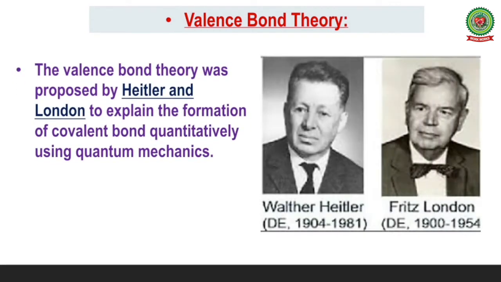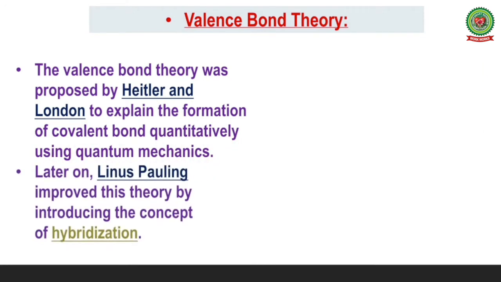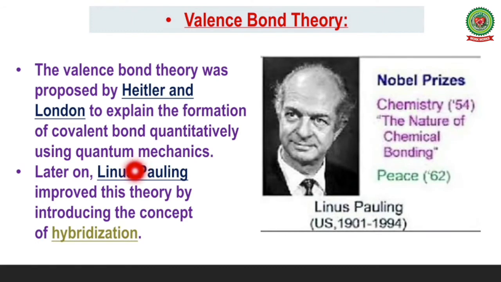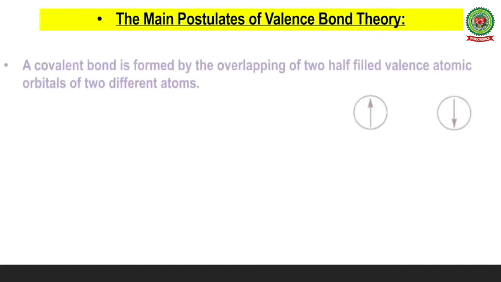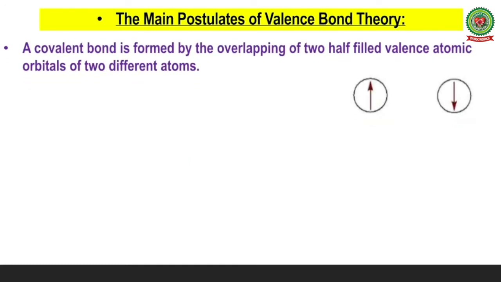The valence bond theory was proposed by Heitler and London to explain the formation of a covalent bond quantitatively using quantum mechanics. Later on, this theory was improved by Linus Pauling by introducing the concept of hybridization. The main postulates of valence bond theory are: a covalent bond is formed by the overlapping of two half-filled valence atomic orbitals of two different atoms.